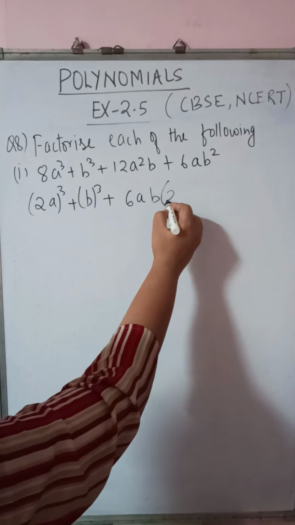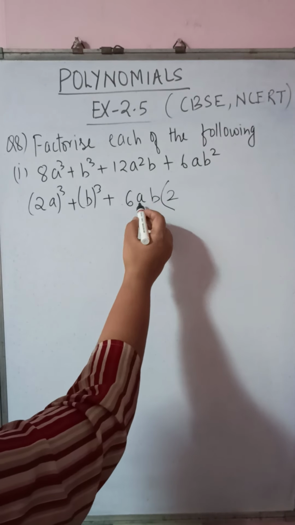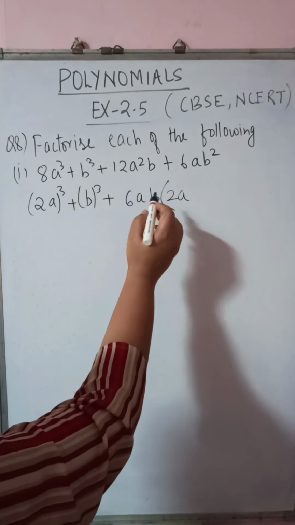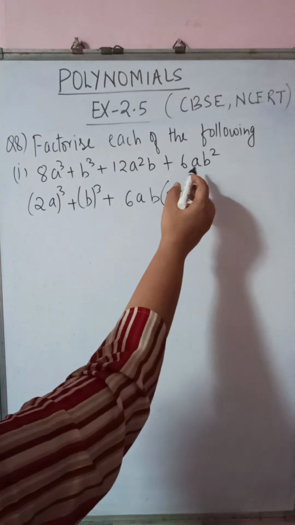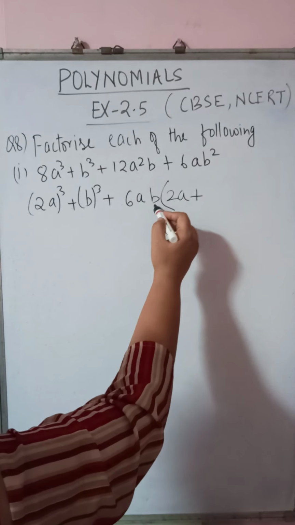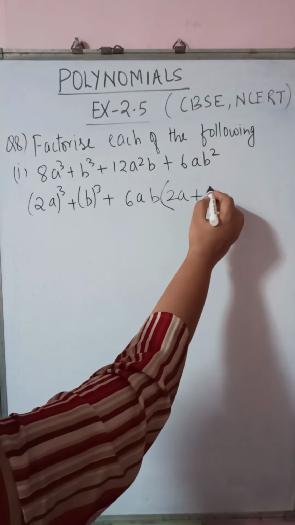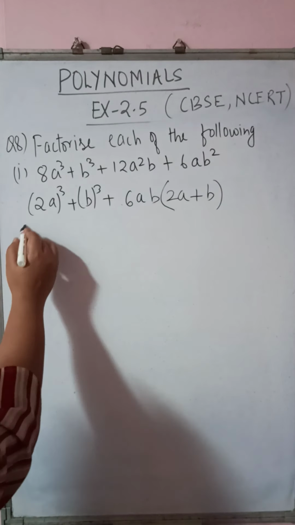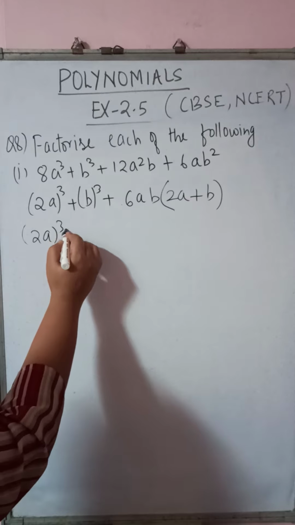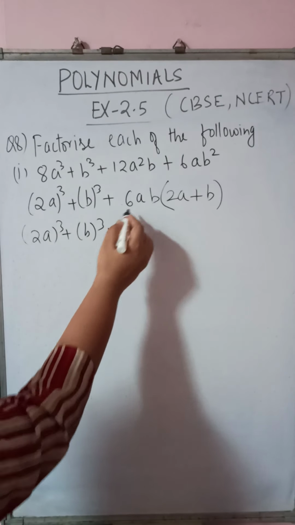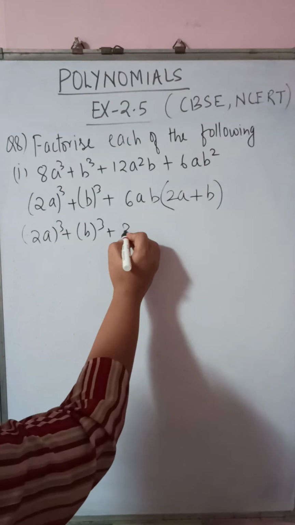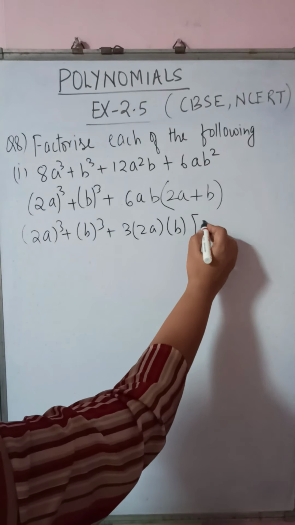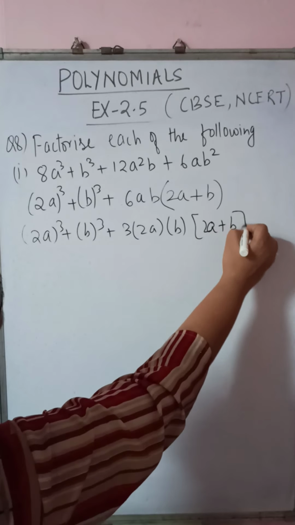So I want 12a square b. Now 6, how many times you get 12? 6 2s are 12. And a, how many times you get a square? 1 times, a into a square. b is already there. Plus 6 is already there, a is already there, b is 1 and here it is b square. So how many times? b into b is b square. Now further simplify it. So 2a cube plus b cube, this can be written as 3 into 2a into b and in bracket 2a plus b.